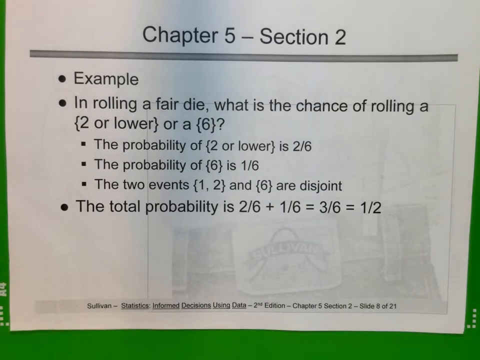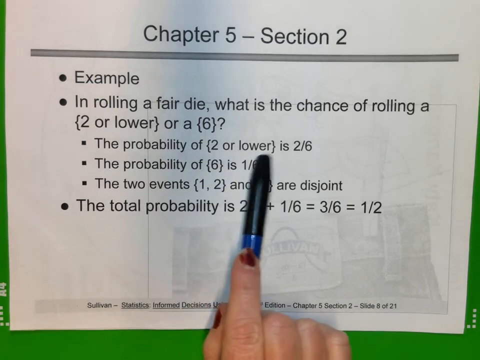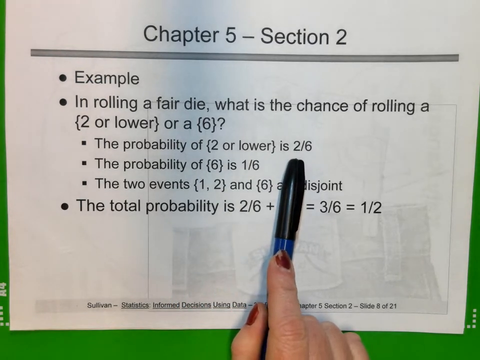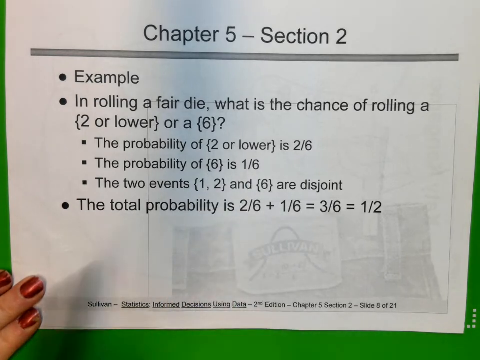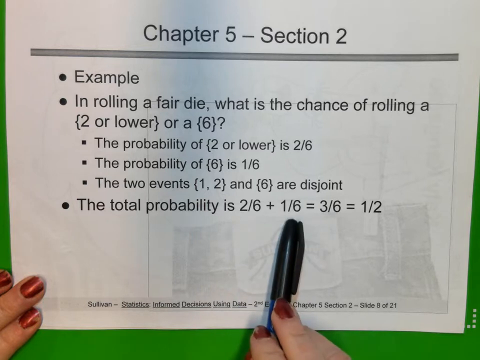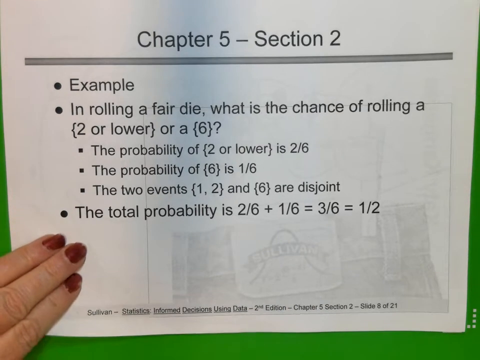For example, roll a fair die. What is the chance of rolling a 2 or lower or a 6? Okay, probability of a 2 or lower is 2 out of 6, a 1 or a 2. Probability of a 6 is 1 out of 6. They're not connected in any way, so 2 out of 6 plus 1 out of 6 is 3 out of 6, or 1/2.